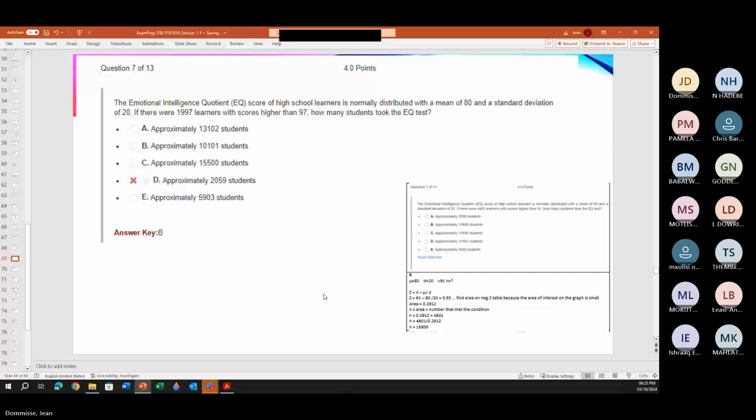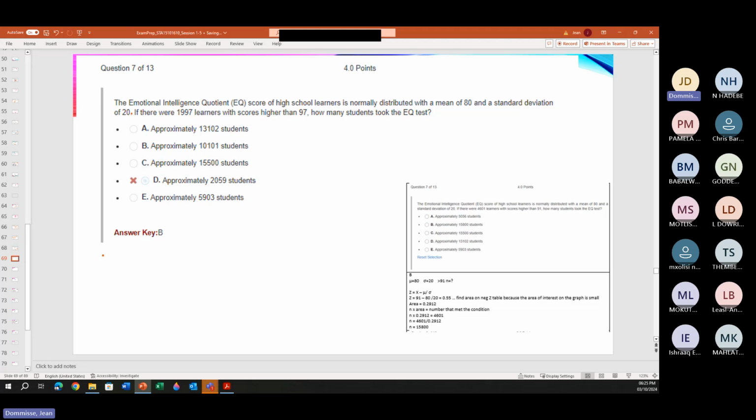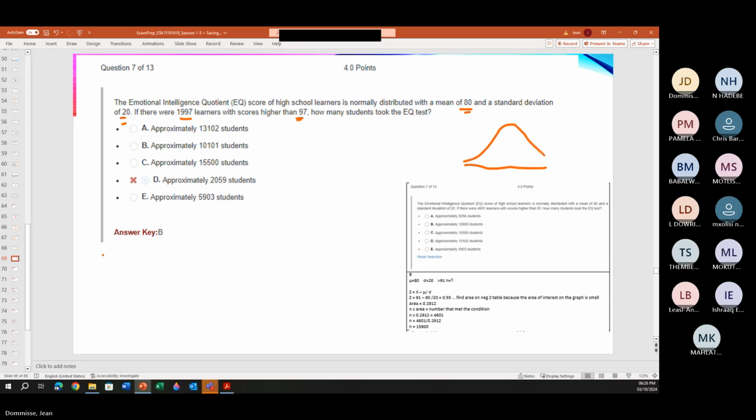Okay, so that we just make 100% sure that these things also don't catch you out. The EQ score of high school learners is normally distributed. There's a mean of 80 and a standard deviation of 20. If there were 1997 learners with a score higher than 97, how many students took the EQ test? Okay, so I'm already looking at these answers, and if I just draw it, not even a Z, the mean is in the middle. That's 80.